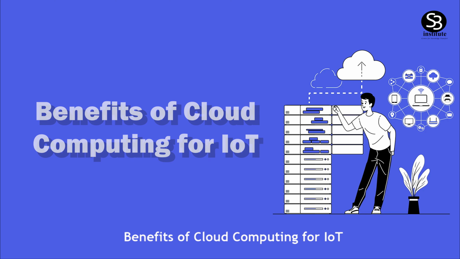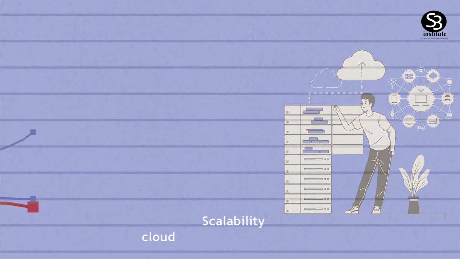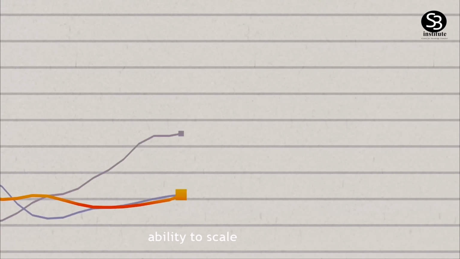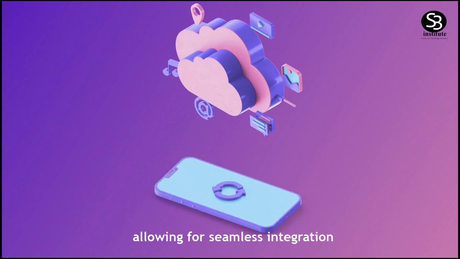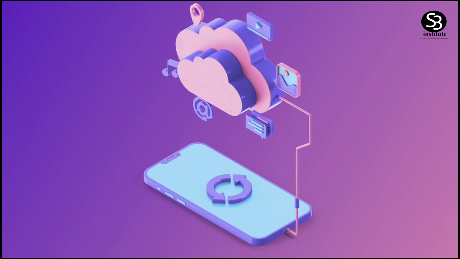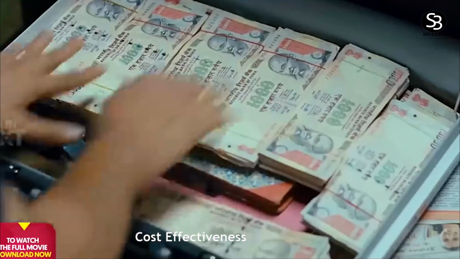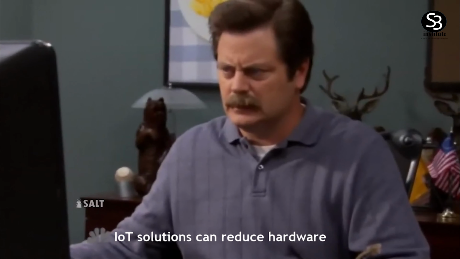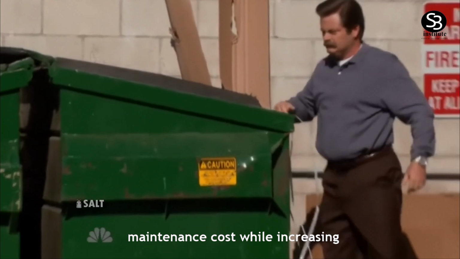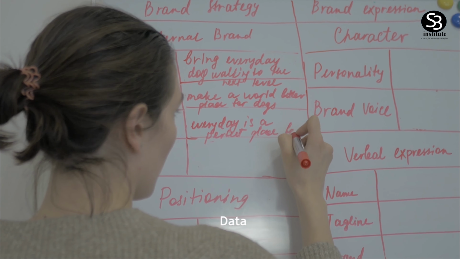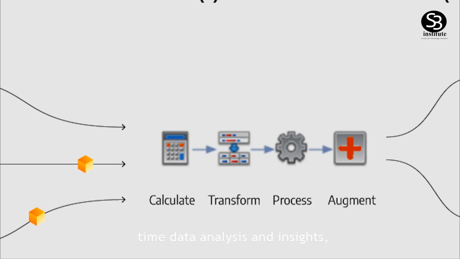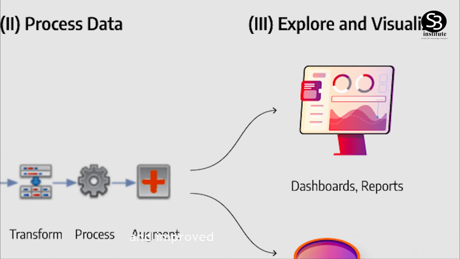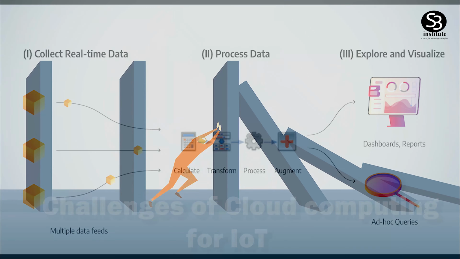Benefits of cloud computing for IoT. Scalability. Cloud computing provides the ability to scale IoT solutions quickly and efficiently, allowing for seamless integration with new devices and services. Cost effectiveness. By leveraging cloud computing, IoT solutions can reduce hardware and maintenance cost while increasing efficiency and productivity. Data analysis. Cloud computing enables real-time data analysis and insights, allowing for better decision-making and improved business outcomes.